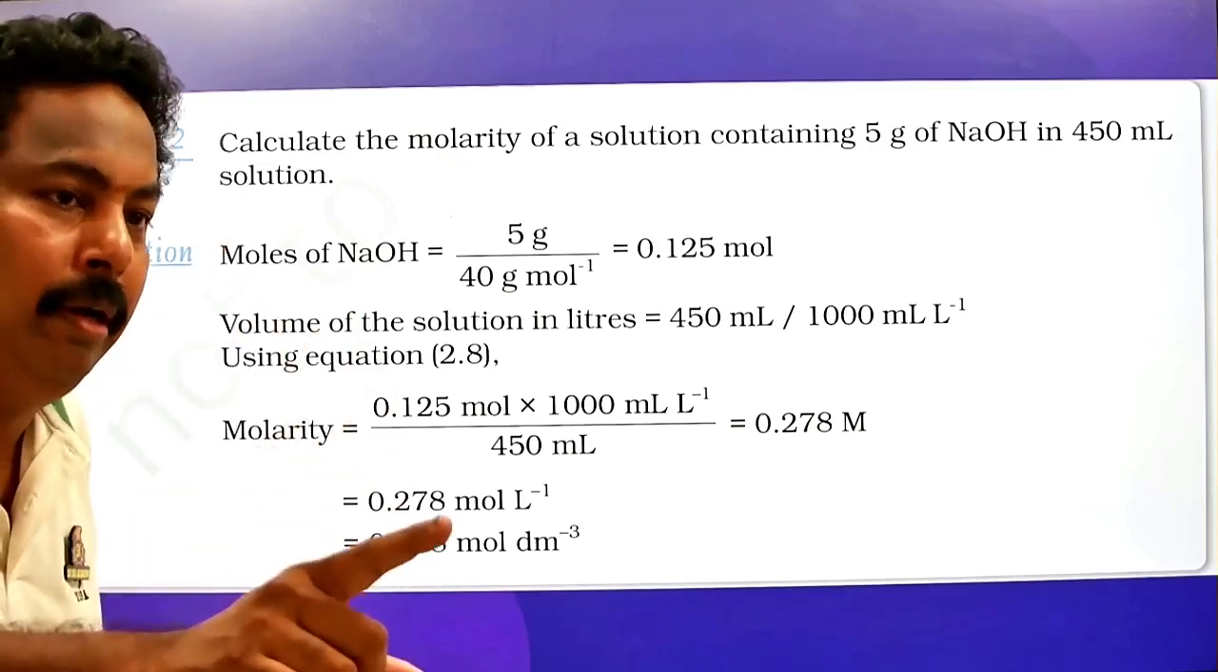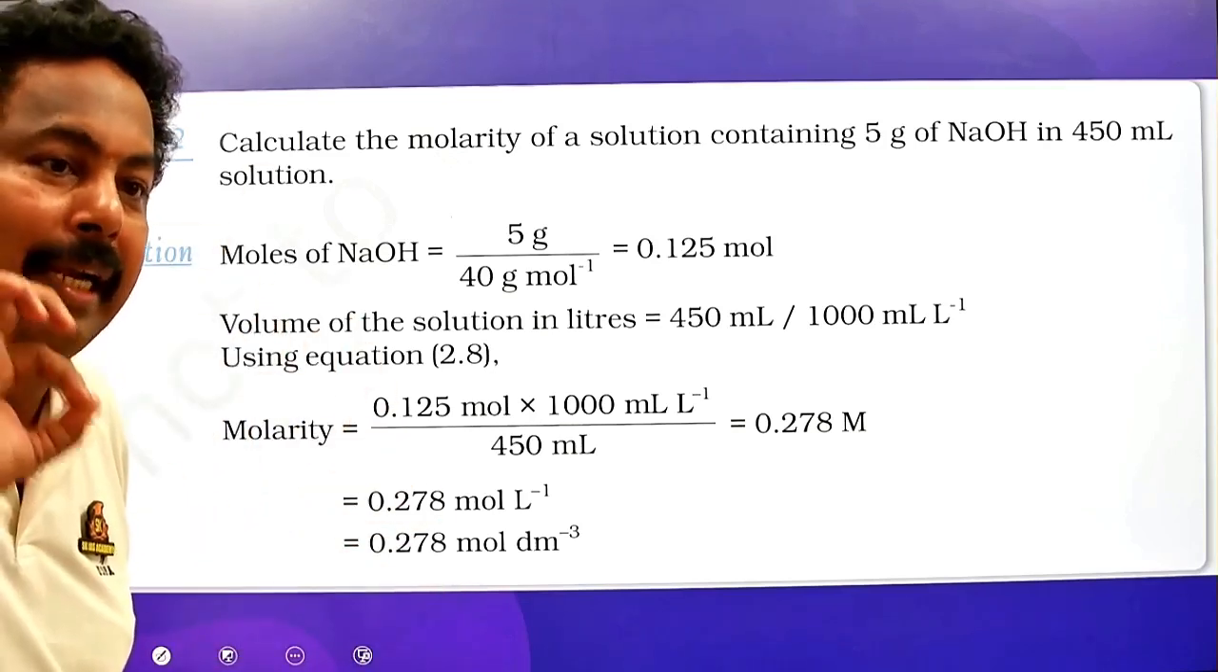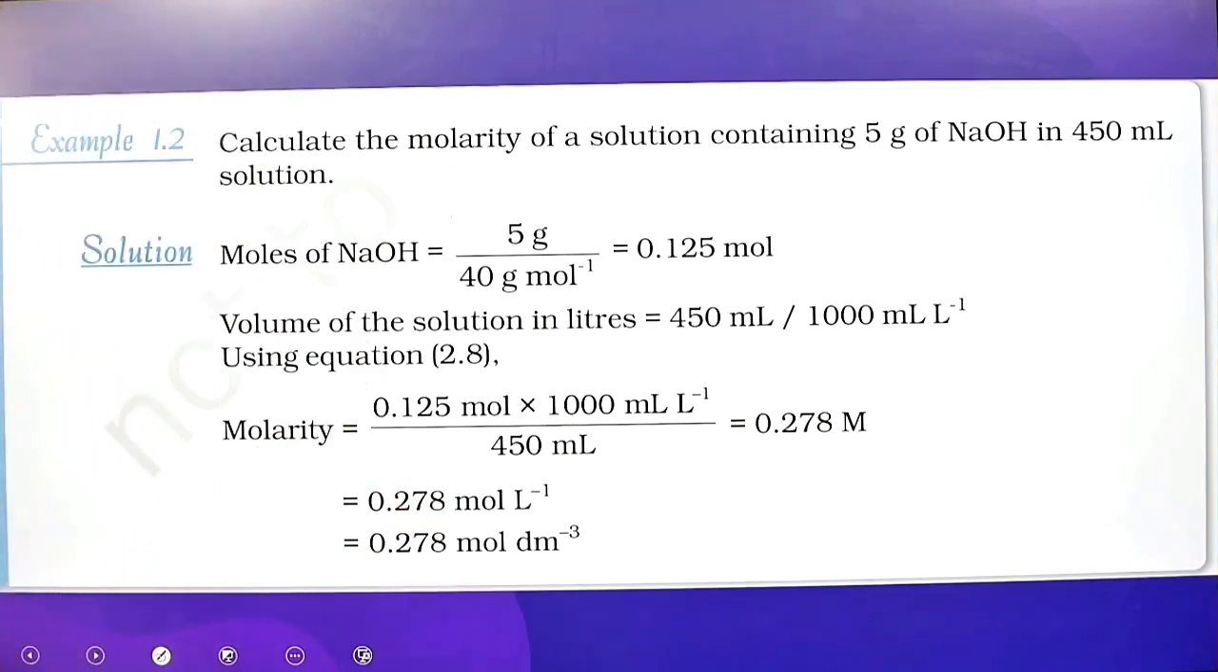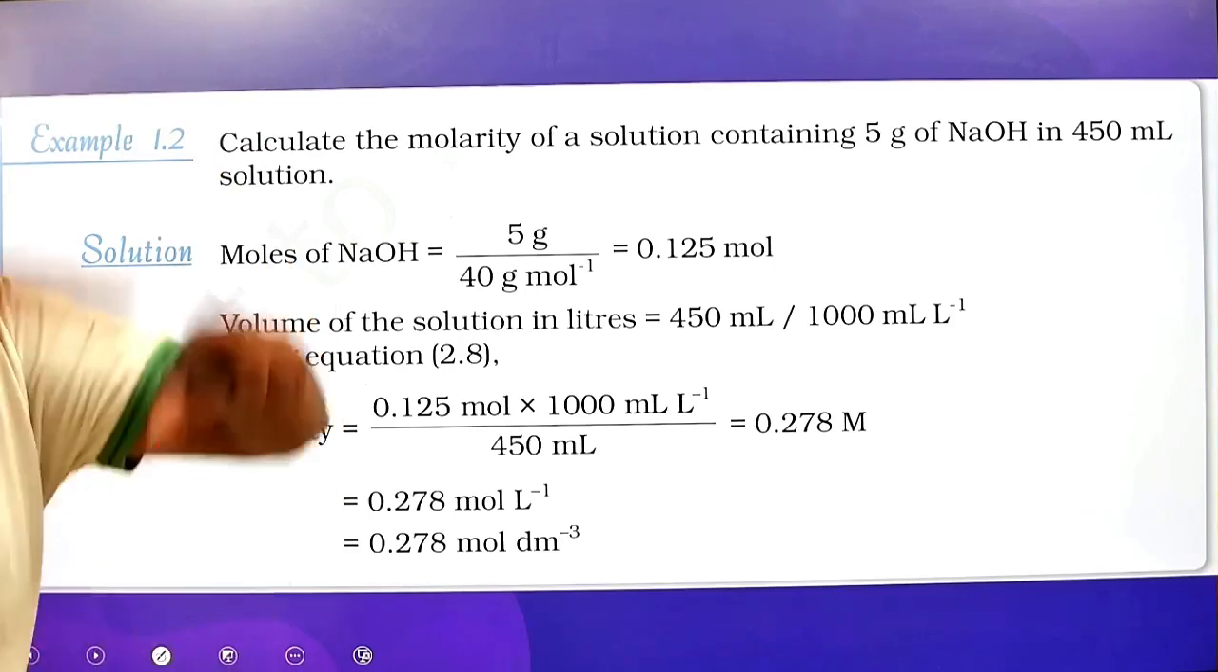Capital M. Small m is molality. This is molarity. This is capital M. That is small m. Please be careful. Any confusion? Understood? I want you to solve completely. Experience it completely. Because this is the last time you are looking at this slide. You will never solve molarity. Molarity is nothing but a single calculation in the big calculation.